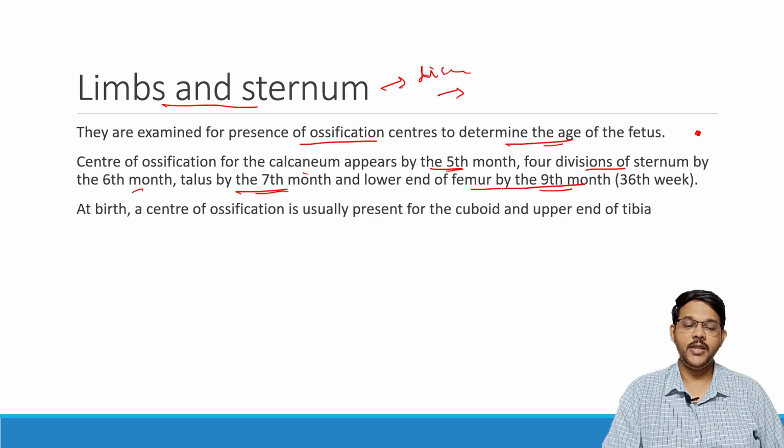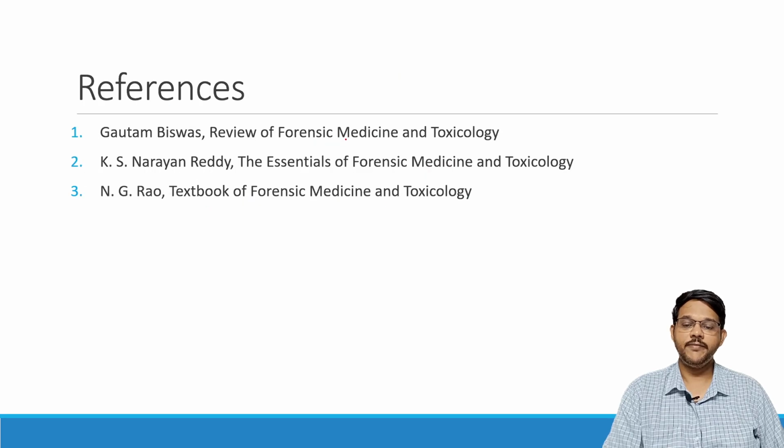So at the 9th month, the femoral center will be present. The cuboid and upper end of the tibia centers also start to appear in the 9th month. If these centers are present, that indicates that the child was 9 months old, a full-term child. If a center for the epiphysis is present, it indicates that the child was viable. That will be helpful to know the viability of the child also. These are my references. Thank you.